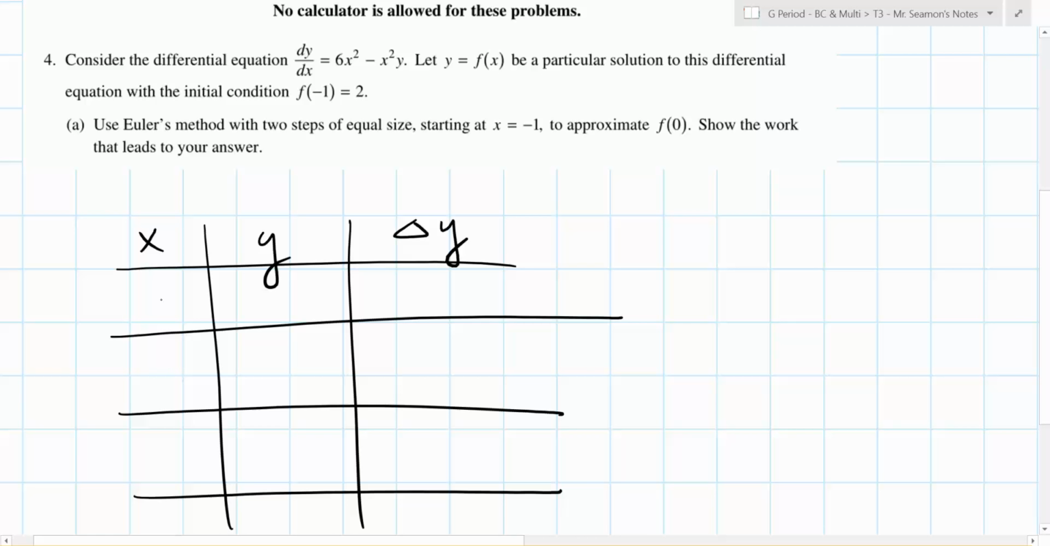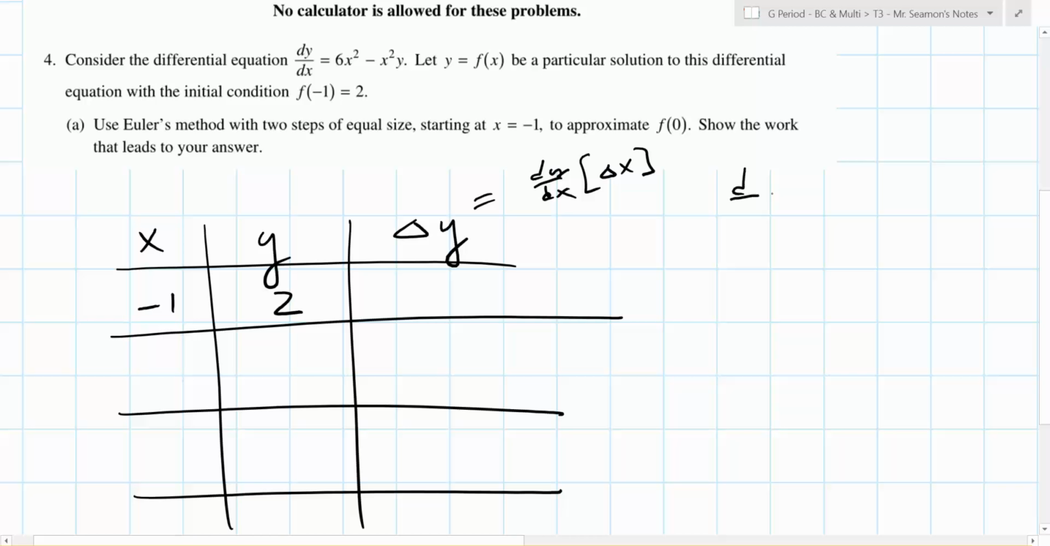Negative 1. And when x is negative 1, what's y? 2. And at that point, how do you figure out this delta y thing? dy/dx times the change. So this is dy/dx times what? Times delta x. I have the change in x, exactly. So how do you figure out what that dy/dx is?